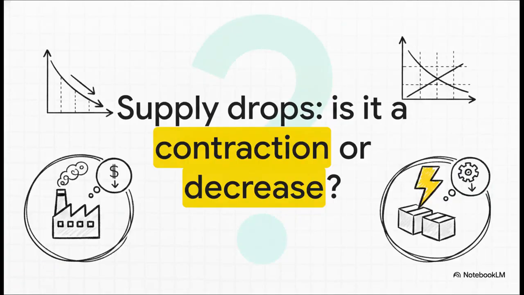Okay, let's dive into this. Because let's be real, it's incredibly frustrating when textbook definitions start muddying together in your brain like a bad smoothie, right? Both of these terms essentially mean there is less of a product hitting the market. But in economics, a contraction and a decrease describe two entirely different events driven by two entirely different forces. And we're going to put them head to head right now.